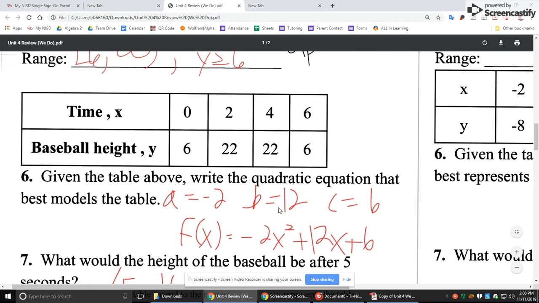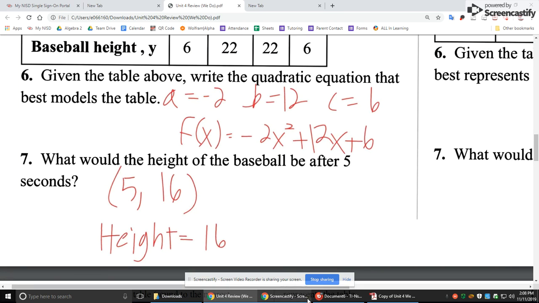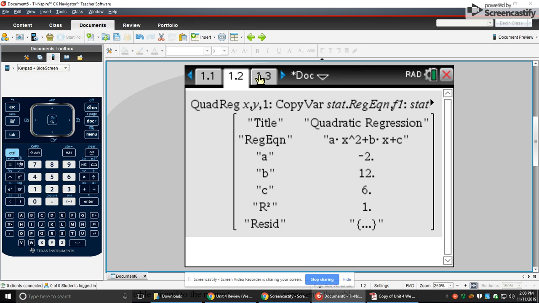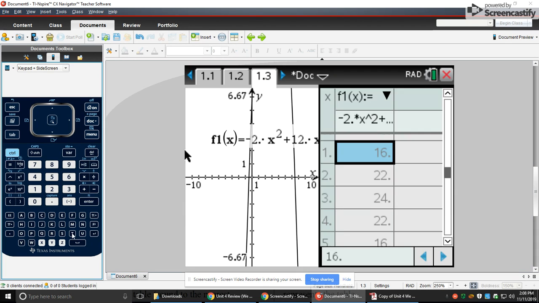What would the height of the baseball be after 5 seconds? I wrote down it's 16. How did I know that? That's because I had linked it to a graph, that Control Doc 2, and then I just did Control T.